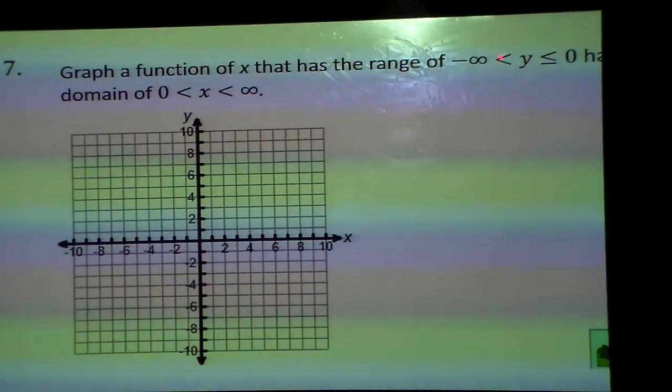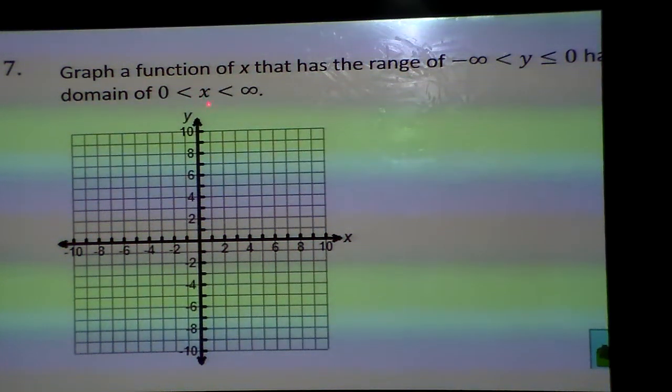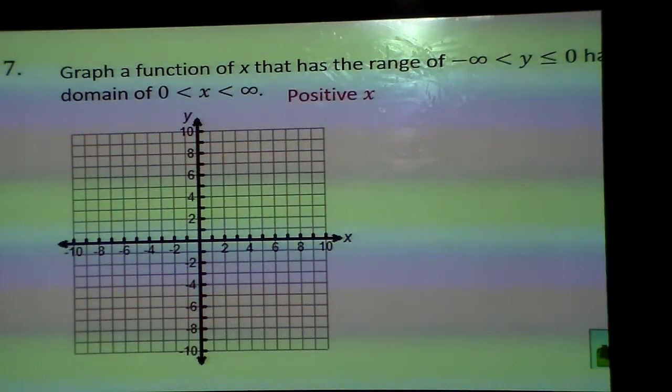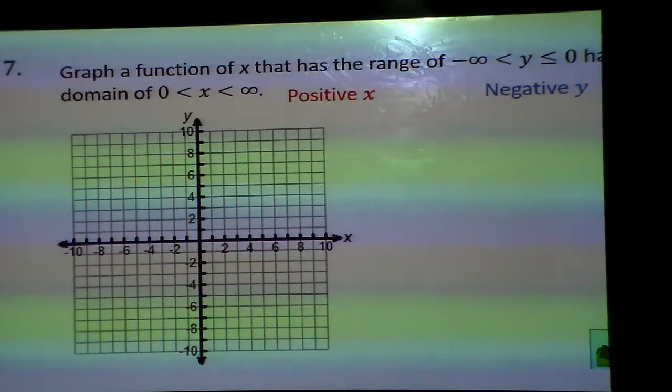So in this one here, graph a function, basically, this function has a range that is y from negative infinity to 0, and y 0 is included in the answer. Here we're looking for a positive domain for my x, but 0 is not in the answer. So where is x positive? X is positive here, and the y is negative down here, so we're talking about in this quadrant.